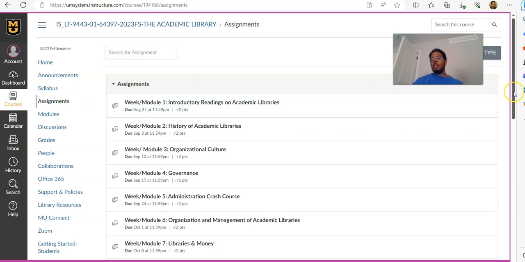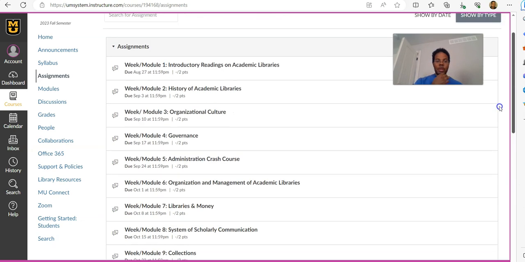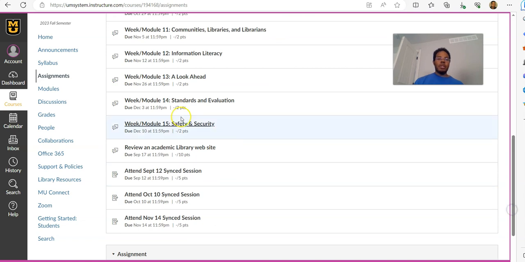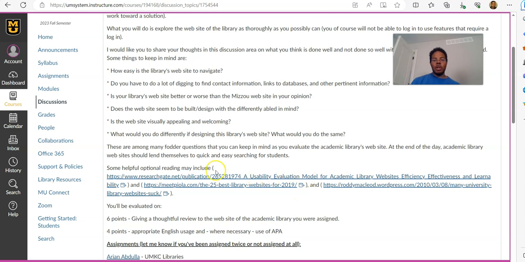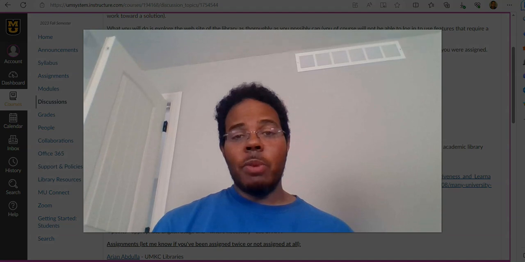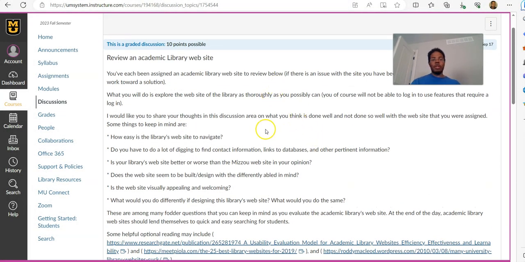When we look at assignments, we have, again, those 15 modules with discussion prompts. That's 2 points each week for 15 weeks. Also, we have the review of the Academic Library website. You'll see your prompt here. Basically, you have some links here, and these links will help you determine what is a good academic library website and what is a bad academic library website, and what's in between, things that are good, things that are bad, and so forth. And you're basically going to write a review of the academic library website that you've been assigned.